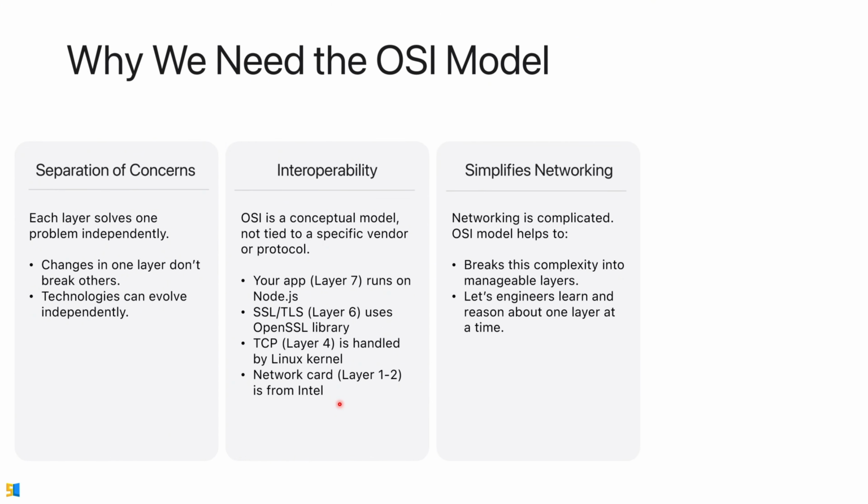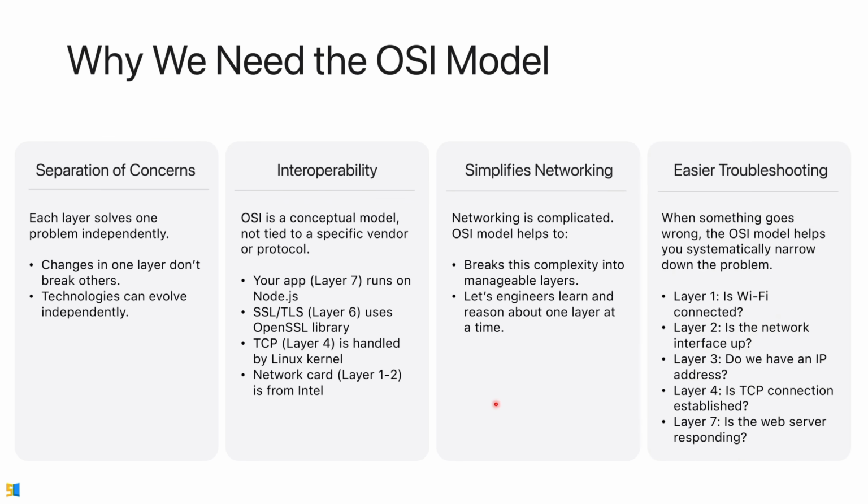It simplifies networking, right? Networking is indeed complicated, and this model helps us understand what's going on inside by breaking the complexity into manageable layers. And then it lets us learn and reason about one layer at a time, which comes to the last reason: when something goes wrong, it helps us systematically narrow down the problem.